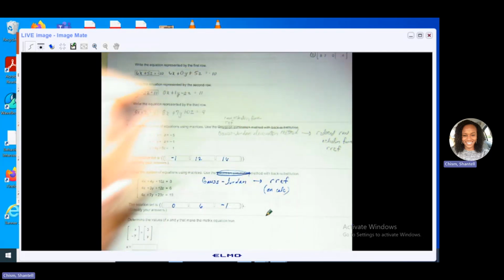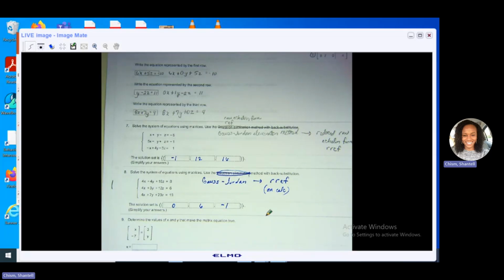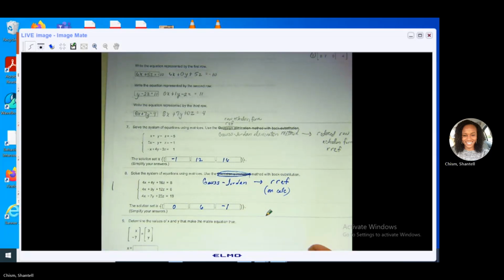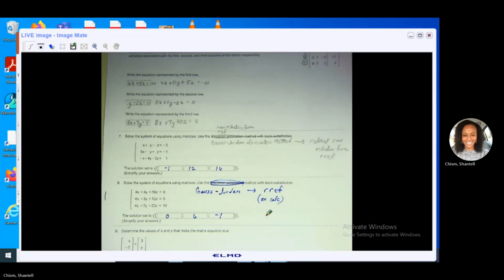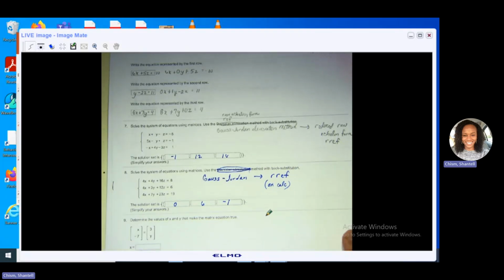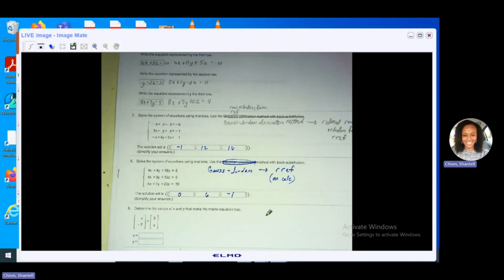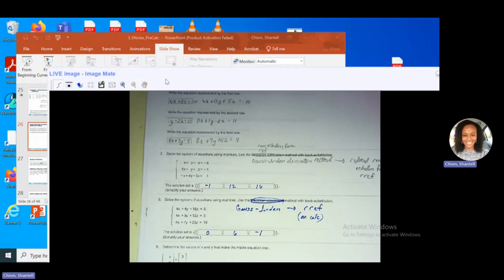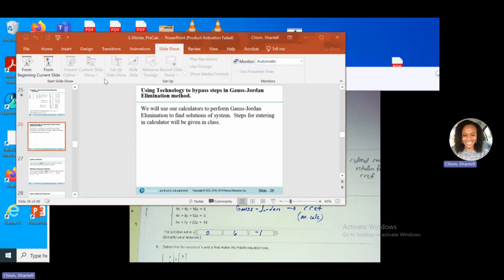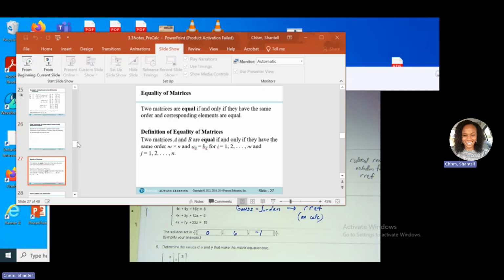Okay? All right, let's move on here. Let's see what else. Number 9 is asking us to determine the values of x and y that make the matrix true. So let's talk about that a little bit, when we know matrices are true. So, equality of matrices.